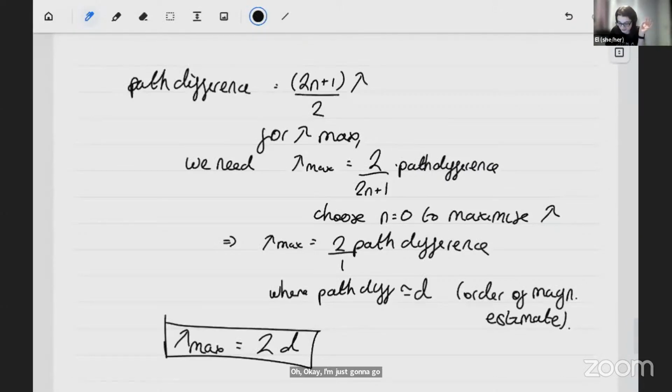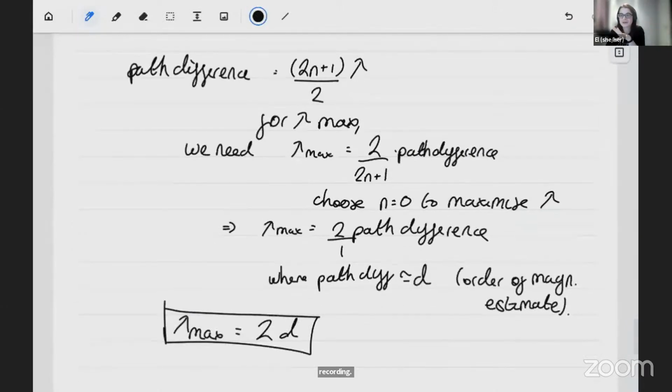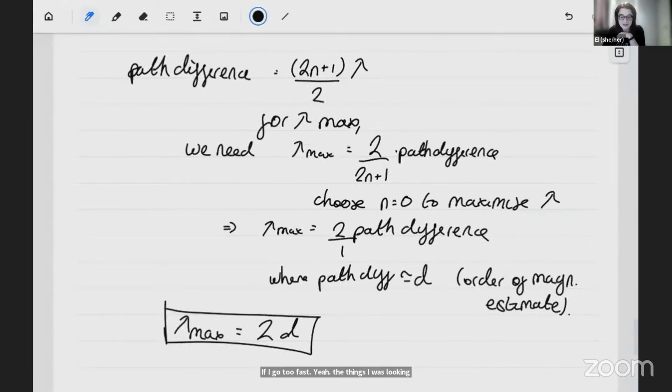Okay, I'm just going to pop it up and you can look back at the recording if I go too fast. So we know that the path difference is going to be a half integer wavelength, so 2n plus 1 over 2 times lambda. For lambda to be max, if we solve for lambda, lambda max would be 2 over 2n plus 1 times the path difference. That's this line here, just solving for lambda. So to maximize lambda, we'll choose n equals 0. That's this line here. So then if we choose n equals 0, lambda max equals twice the path difference.